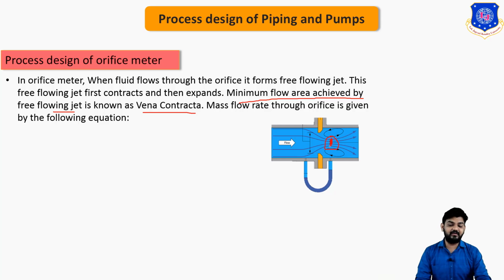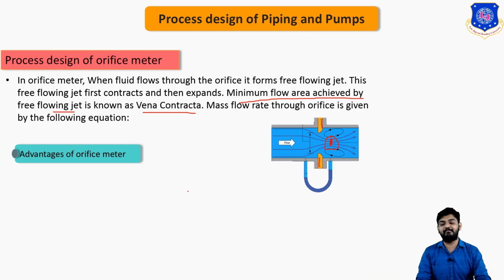So this is the free flowing jet. It is formed because of this obstacle, we can say the orifice, which is introduced inside the piping system, right? The mass flow rate through this particular orifice can also be measured by different equations that we will understand in an upcoming section, right? But for now, let's understand the different advantages of the orifice meter.